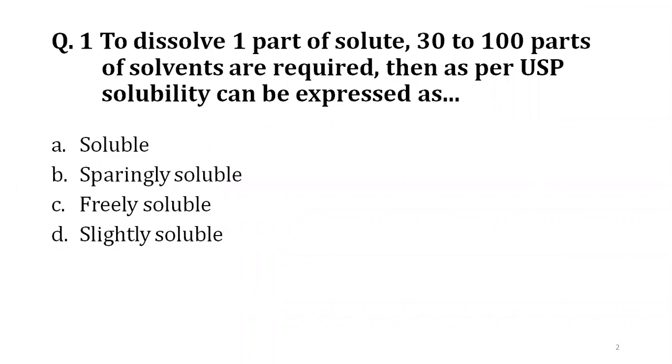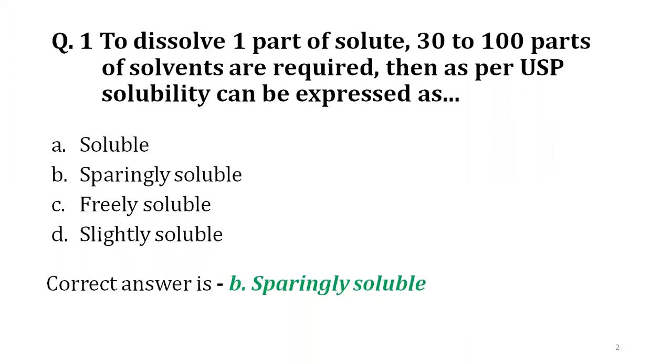So question number one: to dissolve one part of the solute, 30 to 100 parts of the solvent are required. Then as per the USP, the solubility can be expressed as: option A, soluble; B, sparingly soluble; C, freely soluble; and D, slightly soluble. So you guessed it right, option B is correct, that is sparingly soluble.